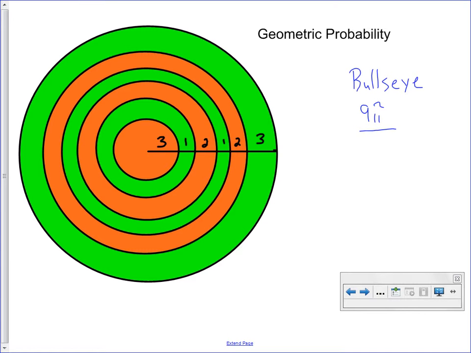All right, 3 plus 1 plus 2 plus 1 plus 2 plus 3 is 12. What's 12 squared? 144. So 9 pi over 12 pi, which simplifies to 9 over 144, or 0.0625.